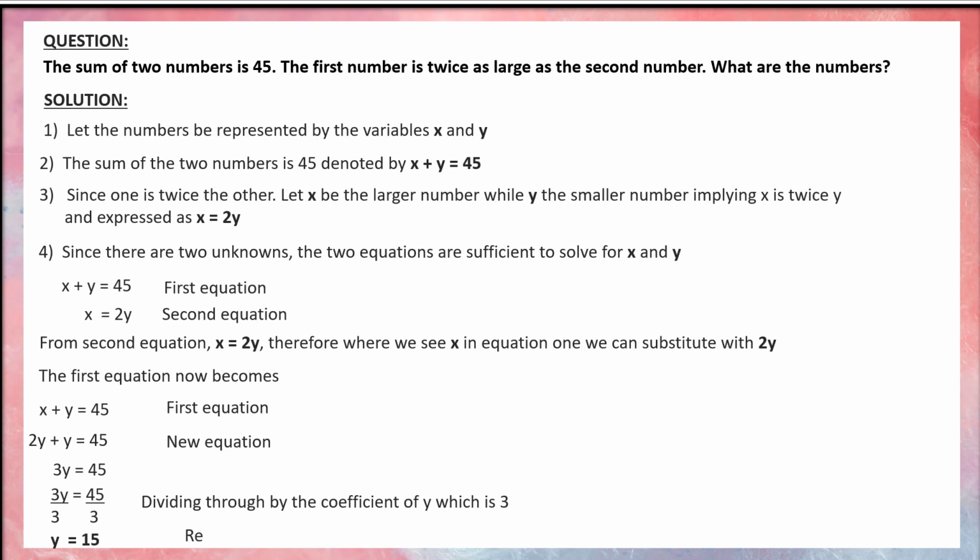Since we know y, we can simply solve for x. Remember that x is 2y, and therefore x will be 2 times 15, because we know that 15 is what y is. So x will be 2 times 15, which is 30. So we now know that x is 30, and y is 15.